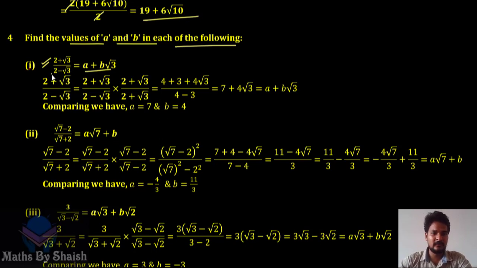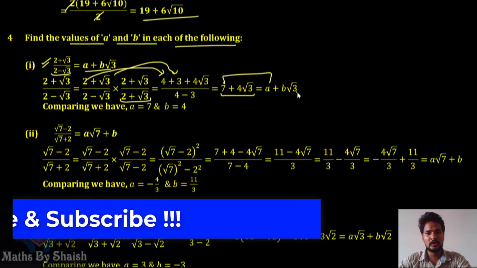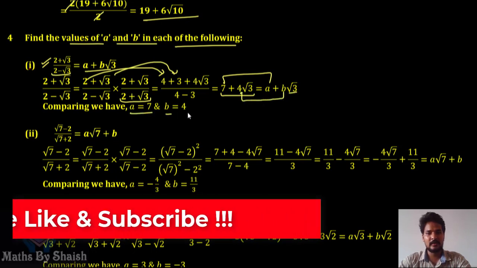So the rationalizing factor for 2 minus root 3 is 2 plus root 3, so we will multiply the numerator and denominator by the same thing. The numerator will be (2 plus root 3) square, which is 2 square, that is 4, root 3 square, that is 3, and 2 times 2 into root 3 is 4 root 3. The denominator is of course a square minus b square, that is 4 minus 3, 1, and hence we got 7 plus 4 root 3. When we compare, we get 7 as a, and the root 3 term is b, so it would be 4. So a is 7 and b is 4.